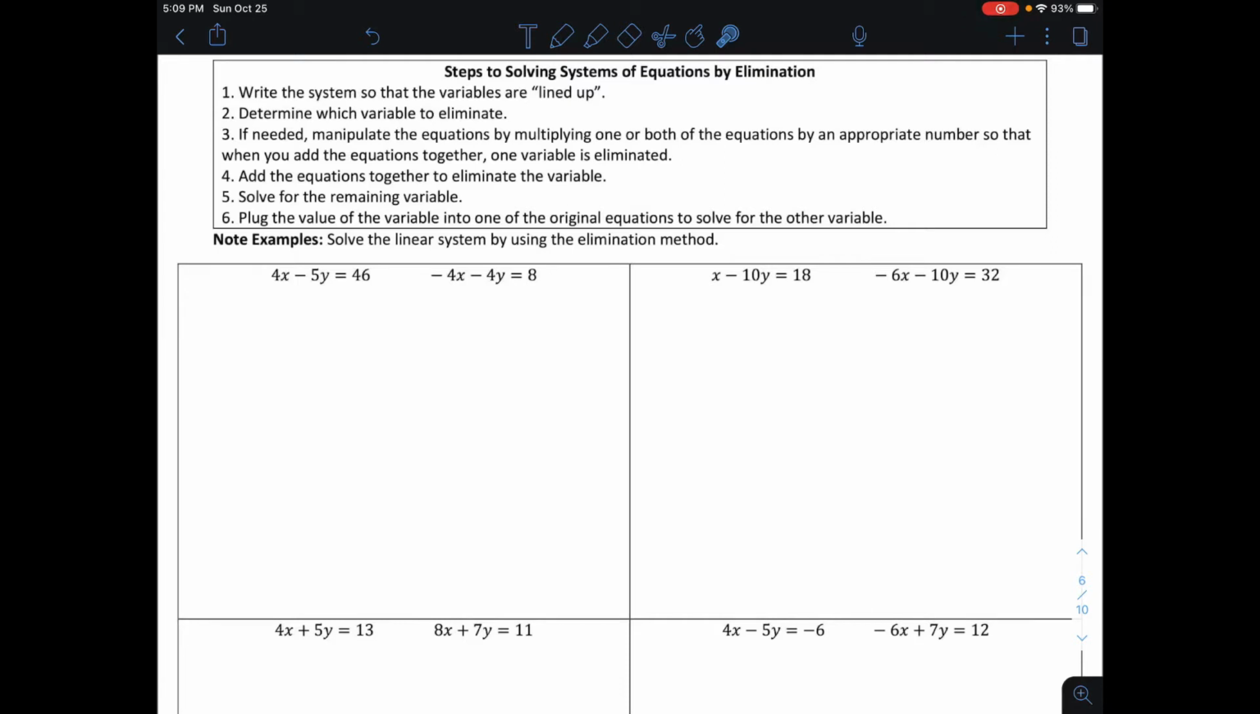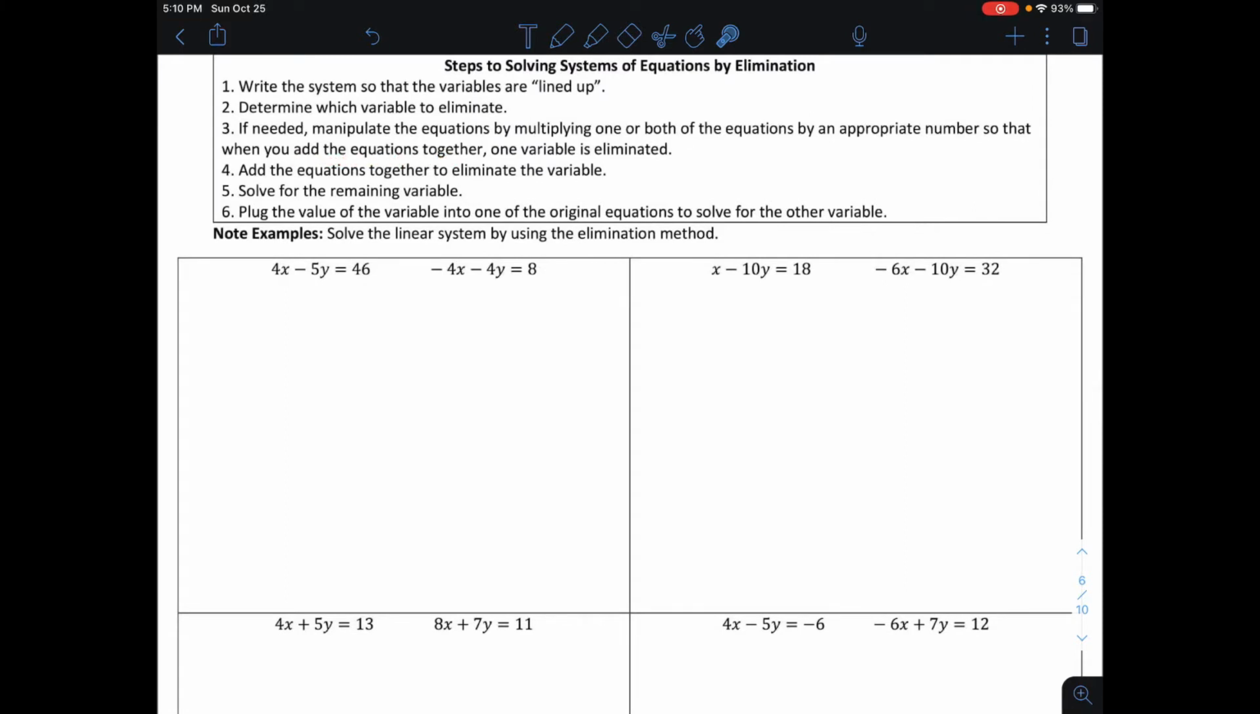Now, as a guideline, in order to solve a system, you're going to write the equations where the variables are in the same order, and you write them on top of each other. And then you're going to have to determine which variable is going to be the easiest to eliminate. Sometimes you'll have to manipulate the equations by multiplying one or both of the equations by a number, so that if we add the equations together, a variable is going to be eliminated. You don't always have to add, you could subtract, but through adding or subtracting, we're going to eliminate a variable. That allows us to solve for x or y, and then we're going to plug that in and solve for the other variable. So that's kind of our steps.